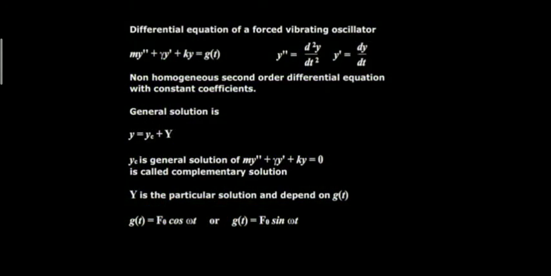The differential equation for such an oscillator is this. Here, g(t) is the driving force function. This equation is called a non-homogeneous second-order differential equation with constant coefficients. These types of equations have a solution of the type y equal to yc plus capital Y. Here, yc is the general solution of this equation and is called the complementary solution. Capital Y is the particular solution and depends on the nature of the function g(t). For forced vibrations, we will be interested in external forces which are periodic in nature, that is g(t) equal to F0 cos omega t or F0 sin omega t.